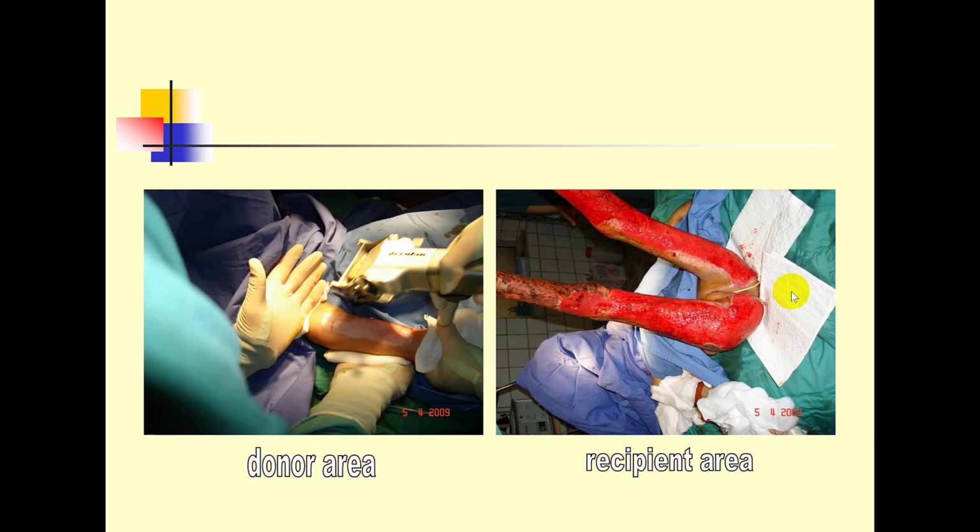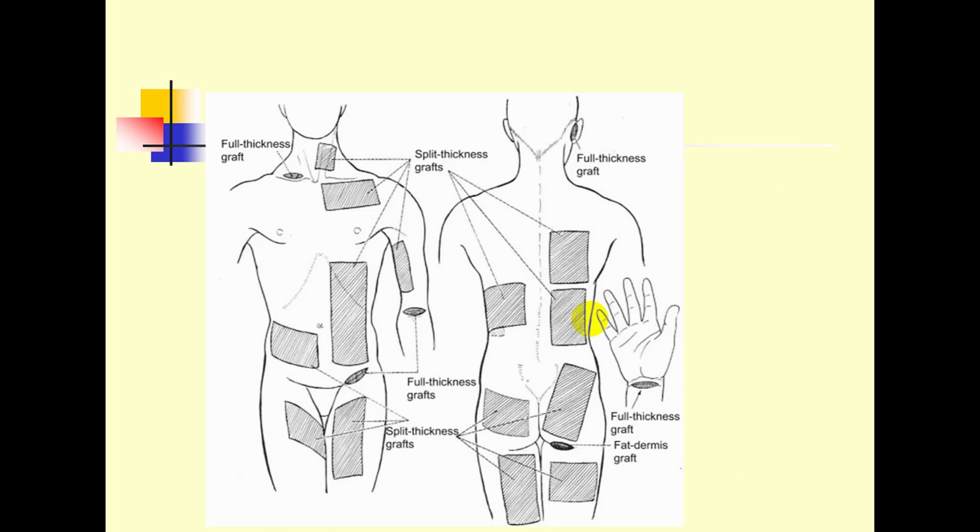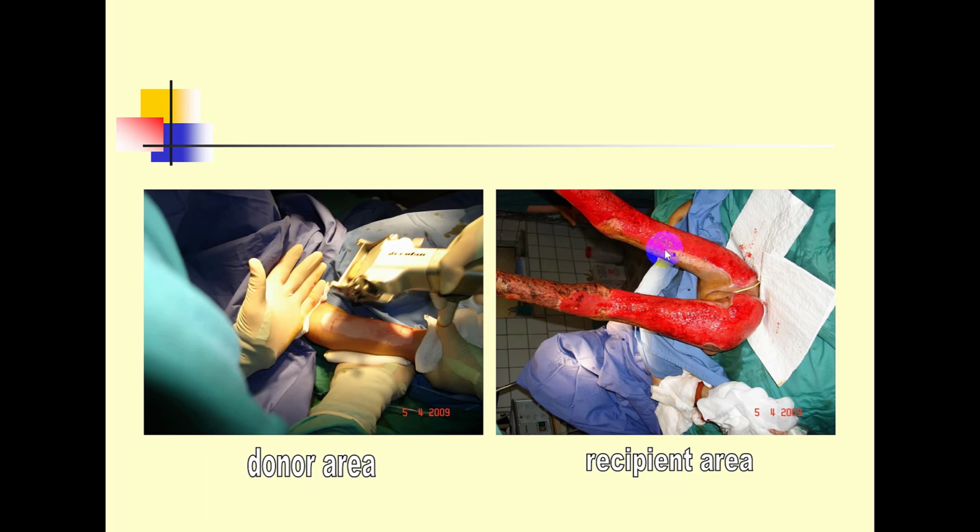So we create many wounds inside this graft, and after that we fill the area of the donor site with these grafts. So by meshing, the first advantage is that I can take a small area from the donor site to cover a very large area because I fenestrate this graft.